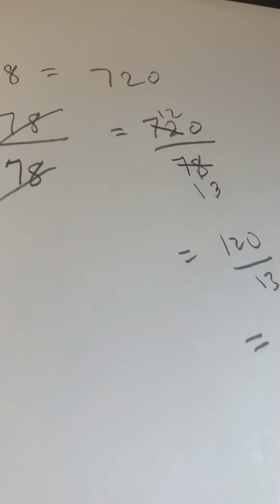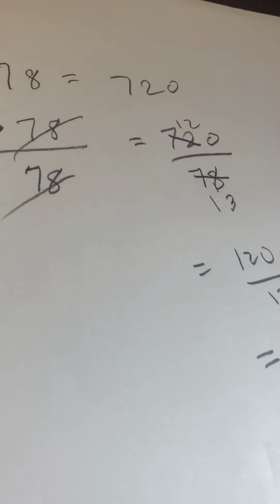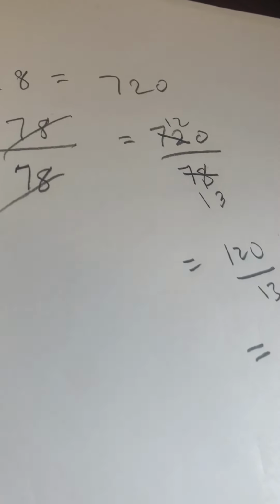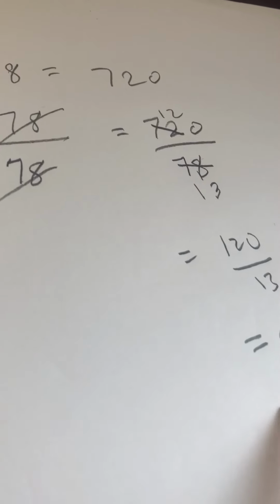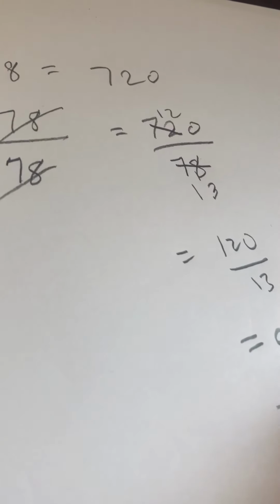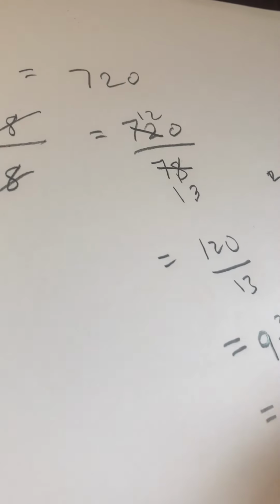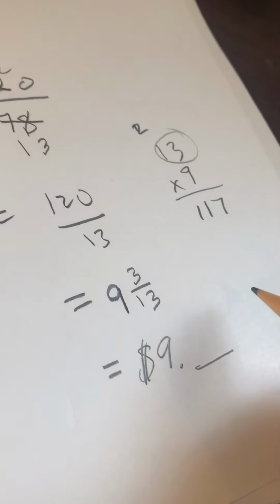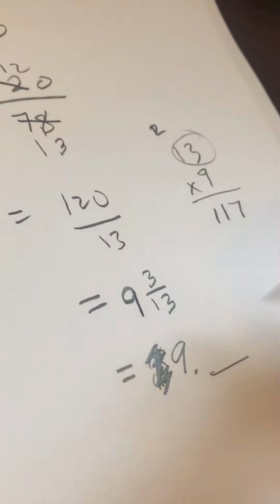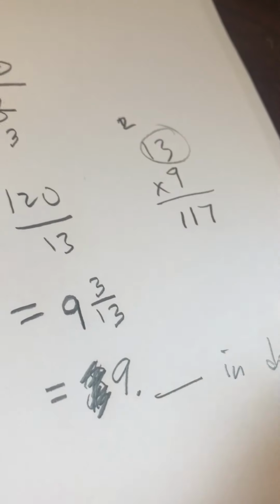So how many people do we need? Now this is where we have to use your judgment. Or the cost rather, not number of people. The cost is going to be $9 and 3 over 13, so about $9.30 probably. You have a calculator, you can see that. It's in dollars, so that's it, $9 and change.